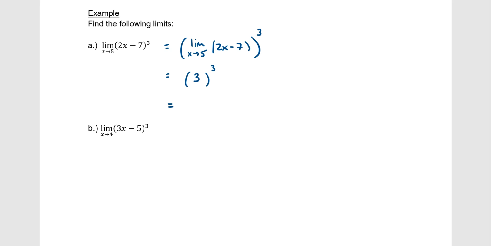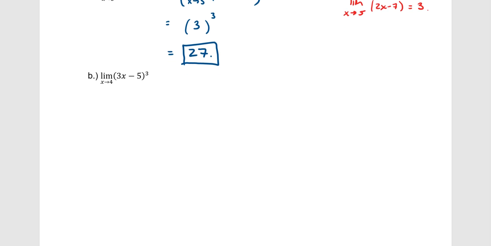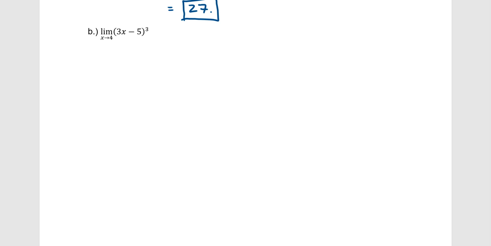And then 3 cubed, we get 27. Okay, and then I just put a little note on the side that that equaled 3. Next one, we have the limit of 3x minus 5 cubed as x approaches 4. So once again, we can rewrite this as the limit as x approaches 4 of 3x minus 5. We're going to find that first, get an answer, and then we're going to cube the answer.